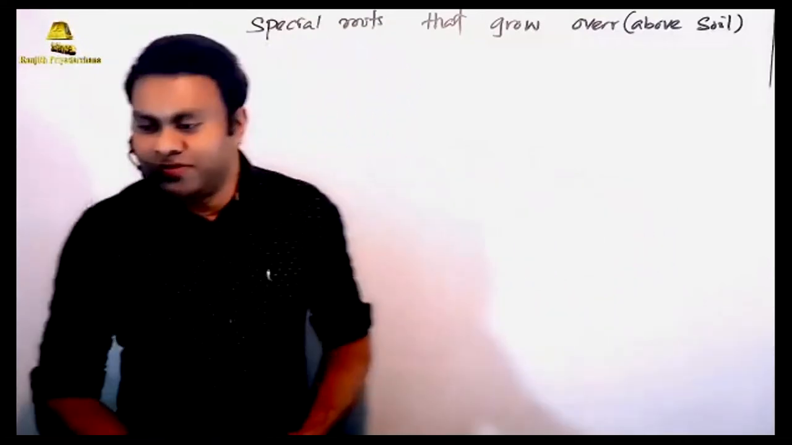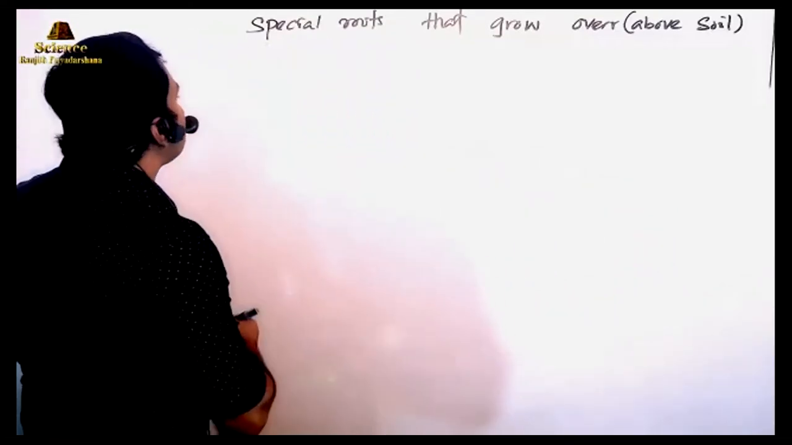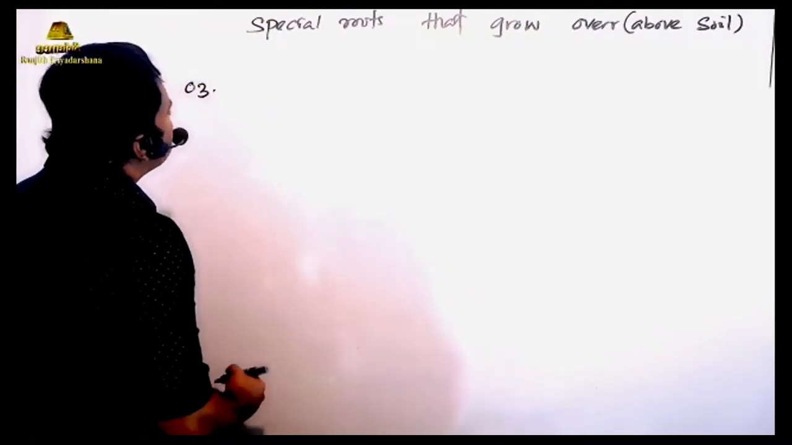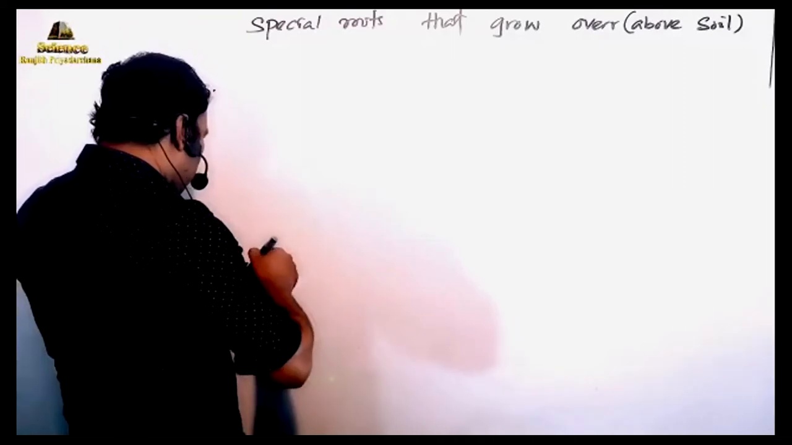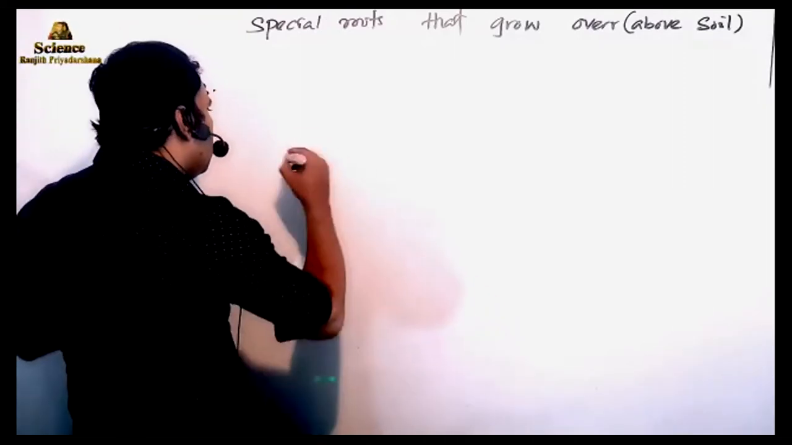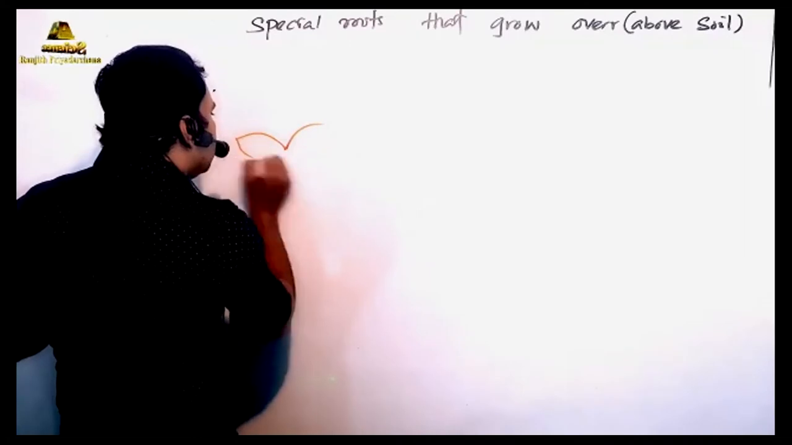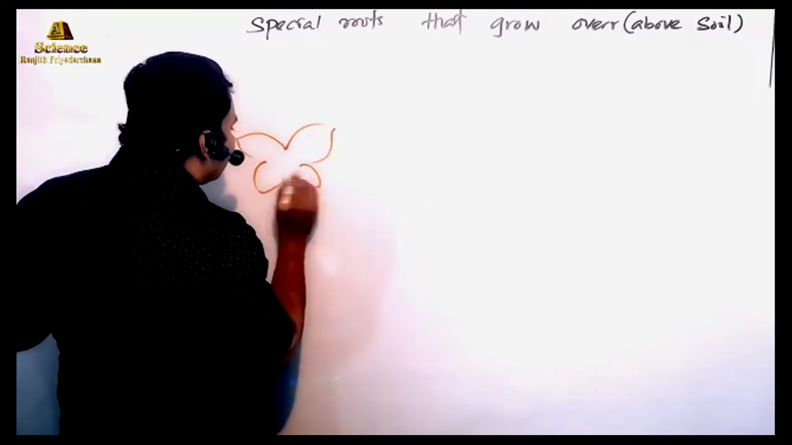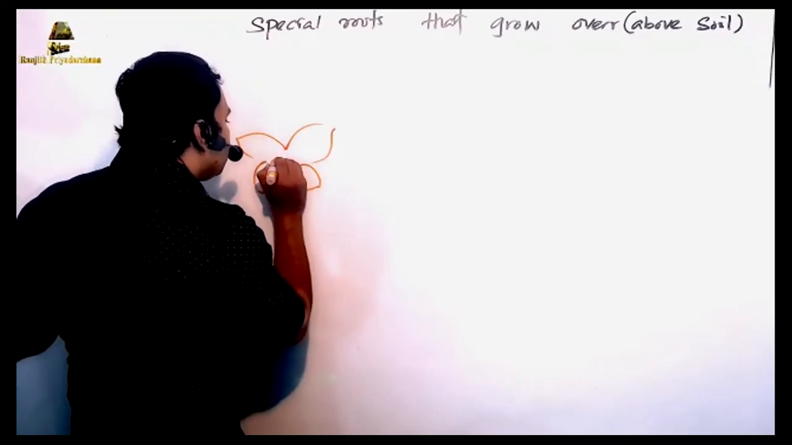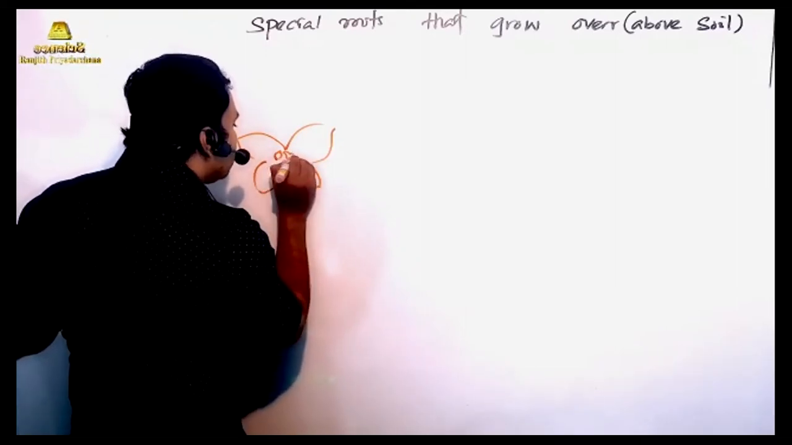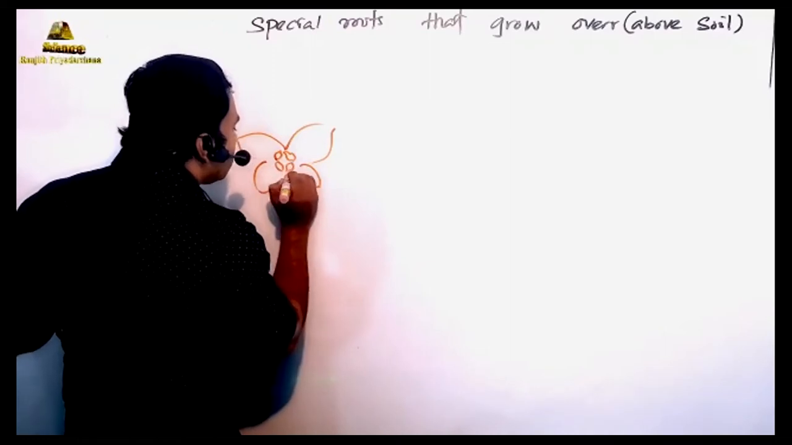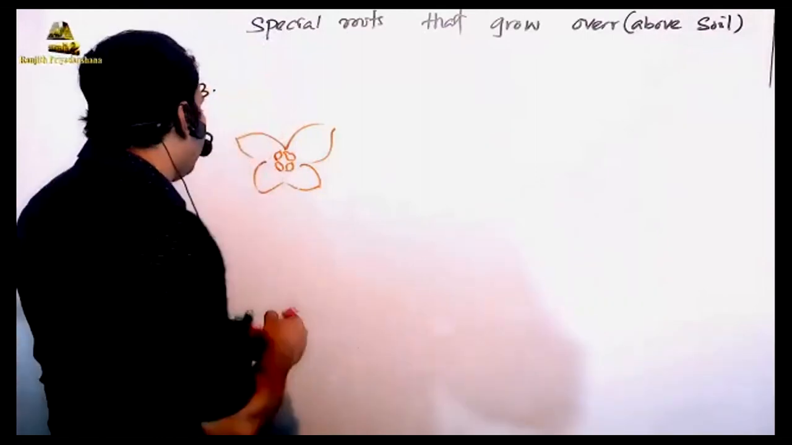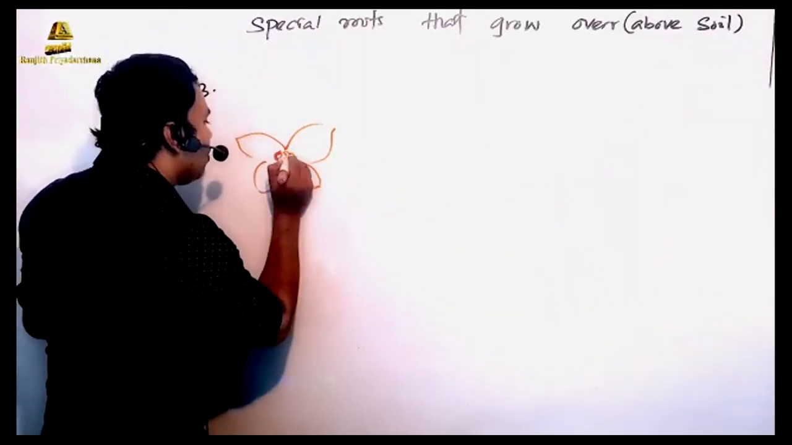Right. Okay, sir. Good. So third type. So this is special type of root. But that plant is Nespeter notes. Okay. Let's discuss that. I think you have seen this type of nice flowers. We call that orchids. The family orchidaceae.